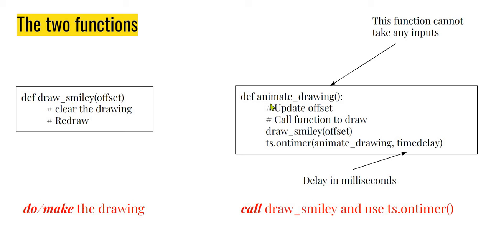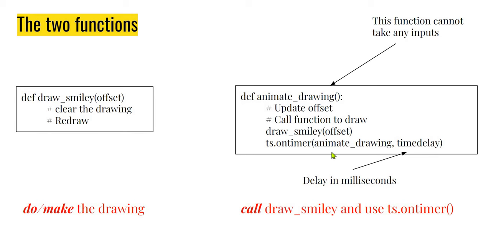Additionally, I have this function called animate_drawing, which doesn't have any inputs. We cannot take any inputs for this. But the idea here is that I'm going to update offset, and I'm going to call this function to draw. And I am going to put this in an on timer loop. So ts.ontimer, which basically says that, okay, after this much delay, call this function once again.